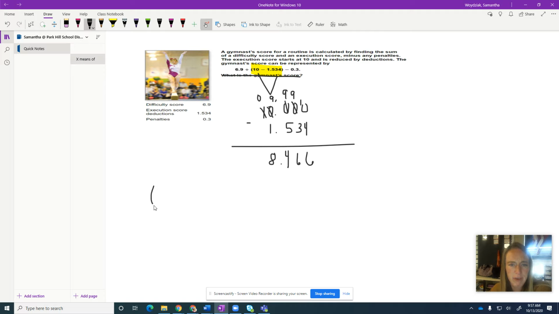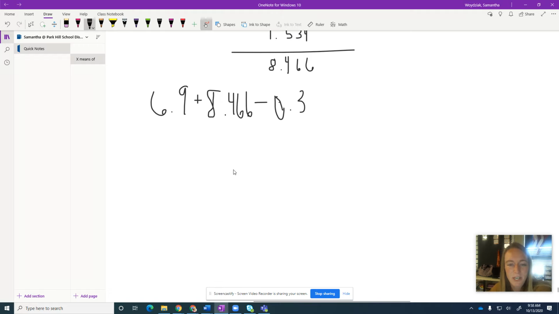So if I were to rewrite my problem, I'd have 6 and 9 tenths plus, and I solved the parentheses so I can take them out, 8 and 466 thousandths minus 3 tenths. All right. So I follow order of operations. I have addition, I have subtraction. They're on the same level on PEMDAS. And so I can go ahead and start left to right, which would be addition.